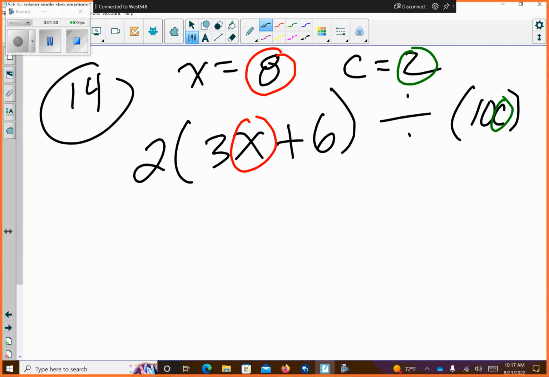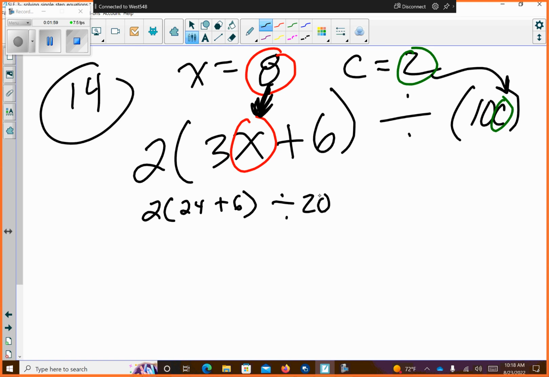So if I were to take this and plug it in right here, is the answer 38 or is it 24? It's 24, you multiply, right? So I get 2, and this becomes 24 plus 6 divided by, if I plug this in here, is it 102 or 20? 20. We good so far?